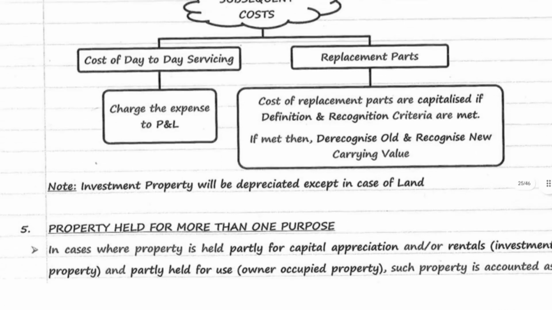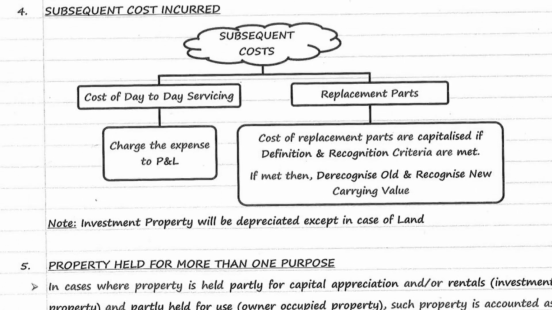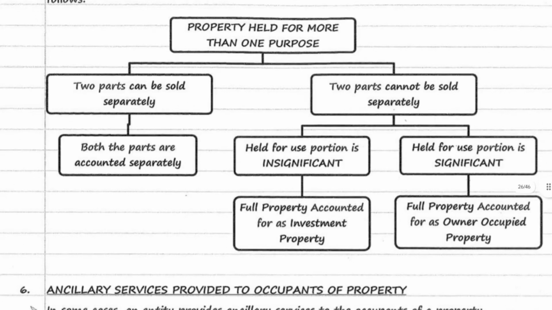Property held for more than one purpose. In case where property is held partly for capital appreciation and rentals, that is investment property, and partly held for use, owner-occupied property, such property is accounted as follows. Can the two parts be sold separately? If the two parts can be sold separately, both the parts are accounted separately. If the two parts cannot be sold separately, then check if the held for use portion is insignificant. Then the full property will be accounted for as investment property. If the held for use portion is significant, the full property will be accounted as owner-occupied property.